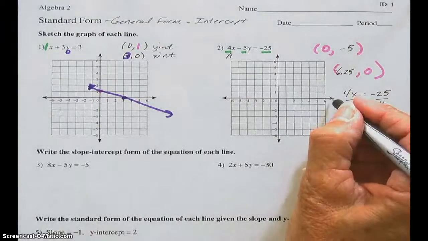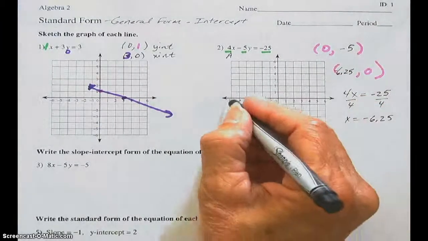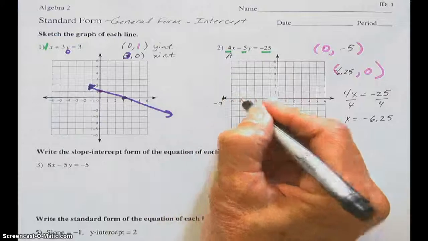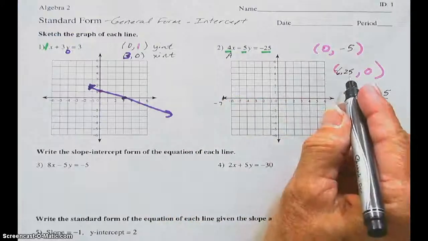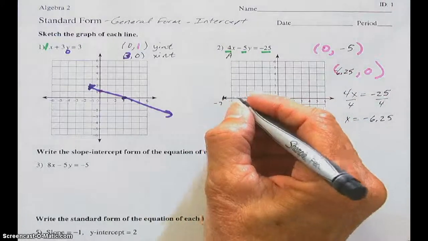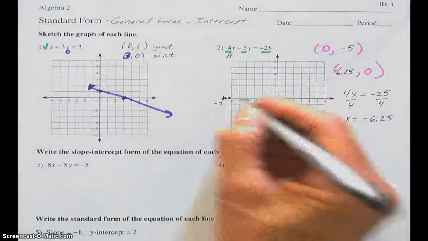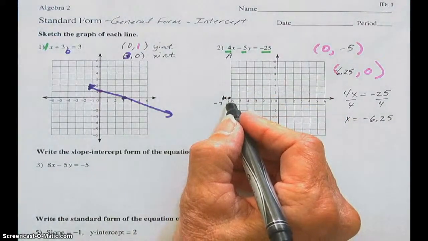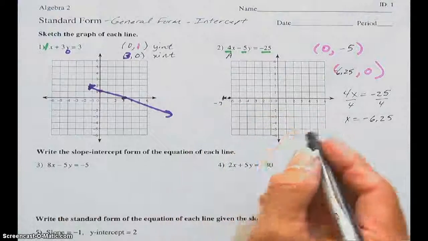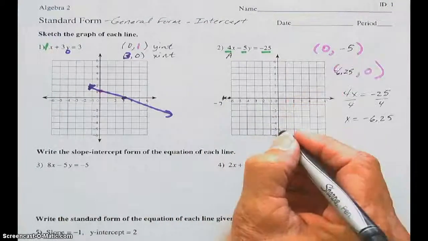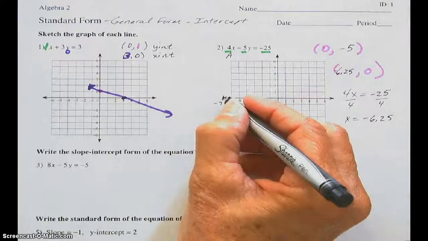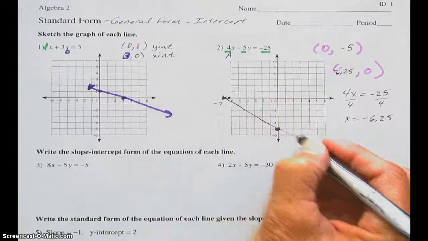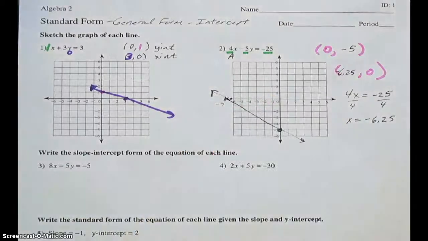So at negative 6, here's negative 7. How do I graph negative 6.25? Just go a little past negative 6, to negative 6.25. If I graph the point (0, -5) and connect those two points, we'll have the line.